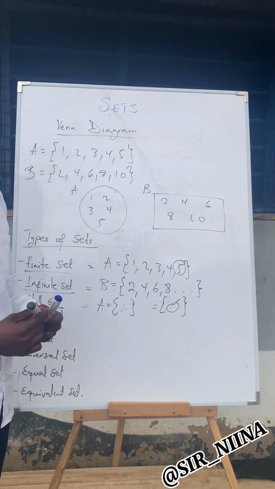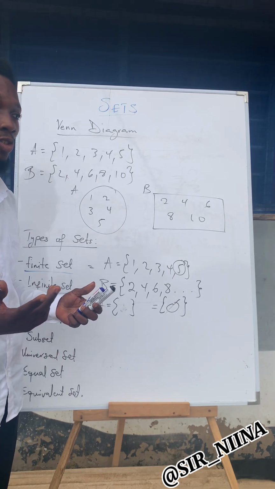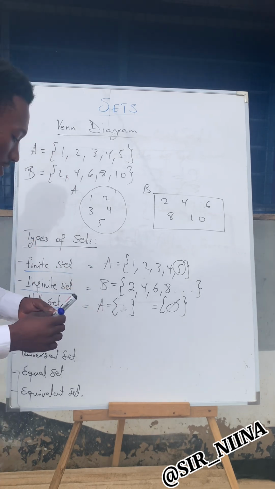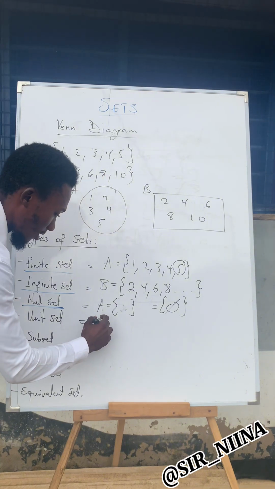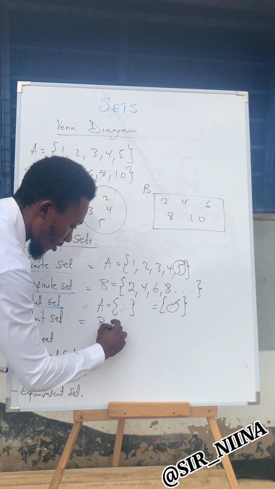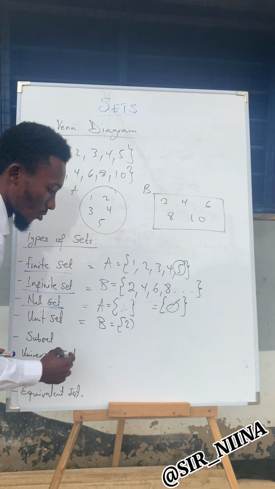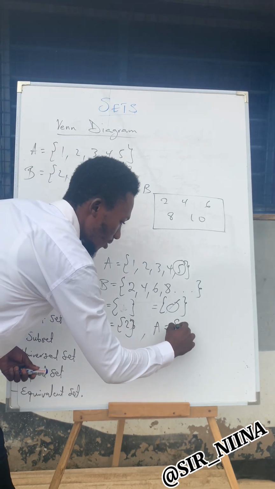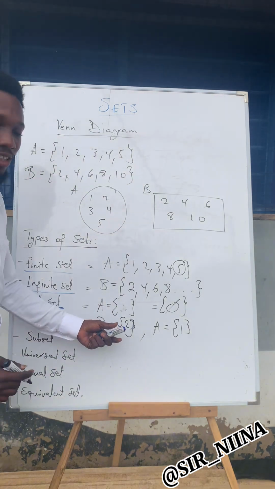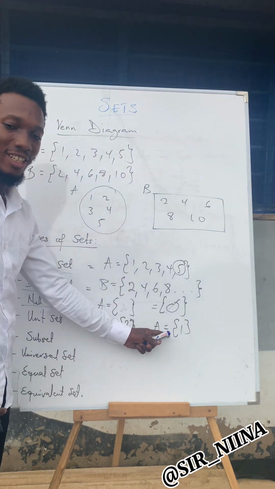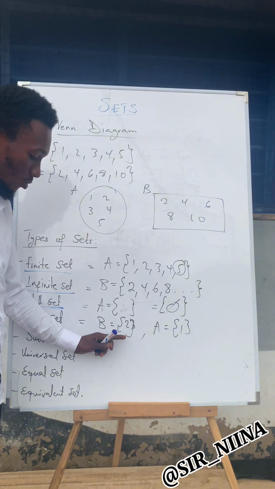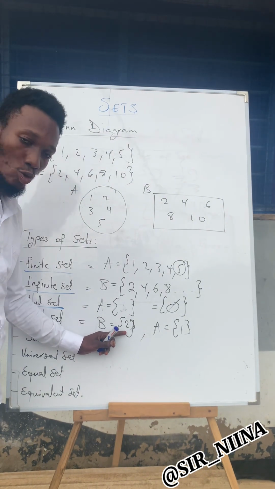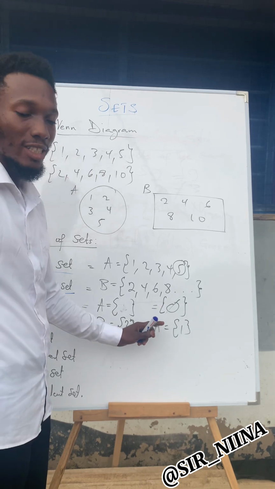Now we move on to the unit set. When we talk of unit, it means one. So a unit set is a set that has only one element, only one member. That is, let's say set B equals 2, or set A equals 1. You can see that there's only one element in the set. Set A has one element, which is 1. Set B has one element, which is 2. That is what we term as the unit set.